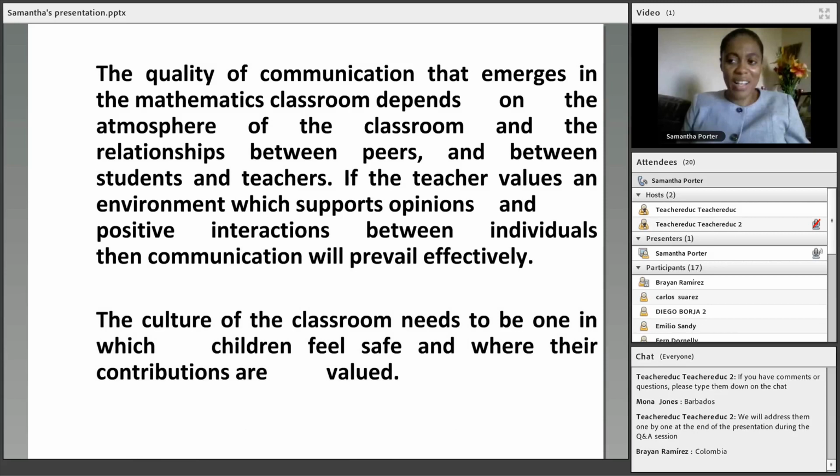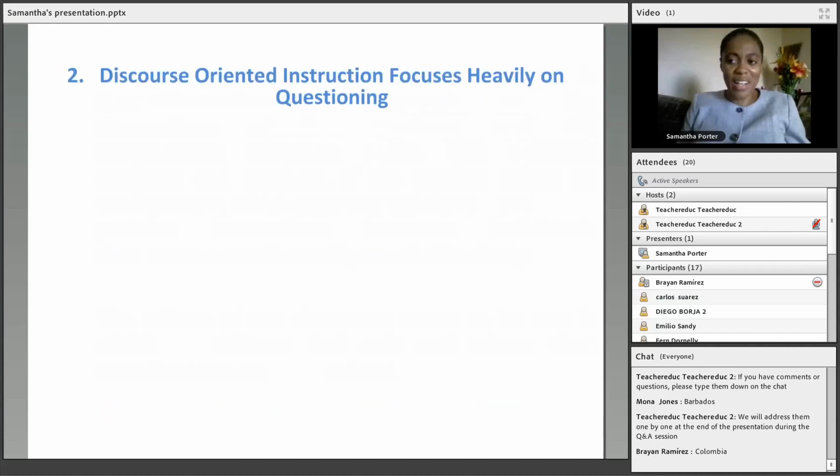The culture of the classroom needs to be one in which students feel totally safe, totally free, and where their contributions are valued. Students must know that when they communicate within the classroom, this is a safe place to express my thoughts. Someone will value it. My teacher will take note of my opinion and my ideas. So we can only have effective communication when the environment is right, when we establish the correct environment within our classroom.